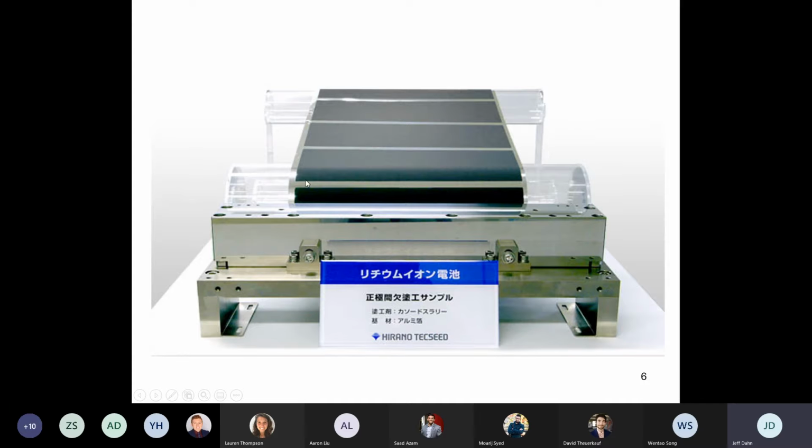Electrodes are coated on both sides. Some machines can do the coating of both sides simultaneously. Other machines coat one side and then you feed it back to the beginning and coat the other side.